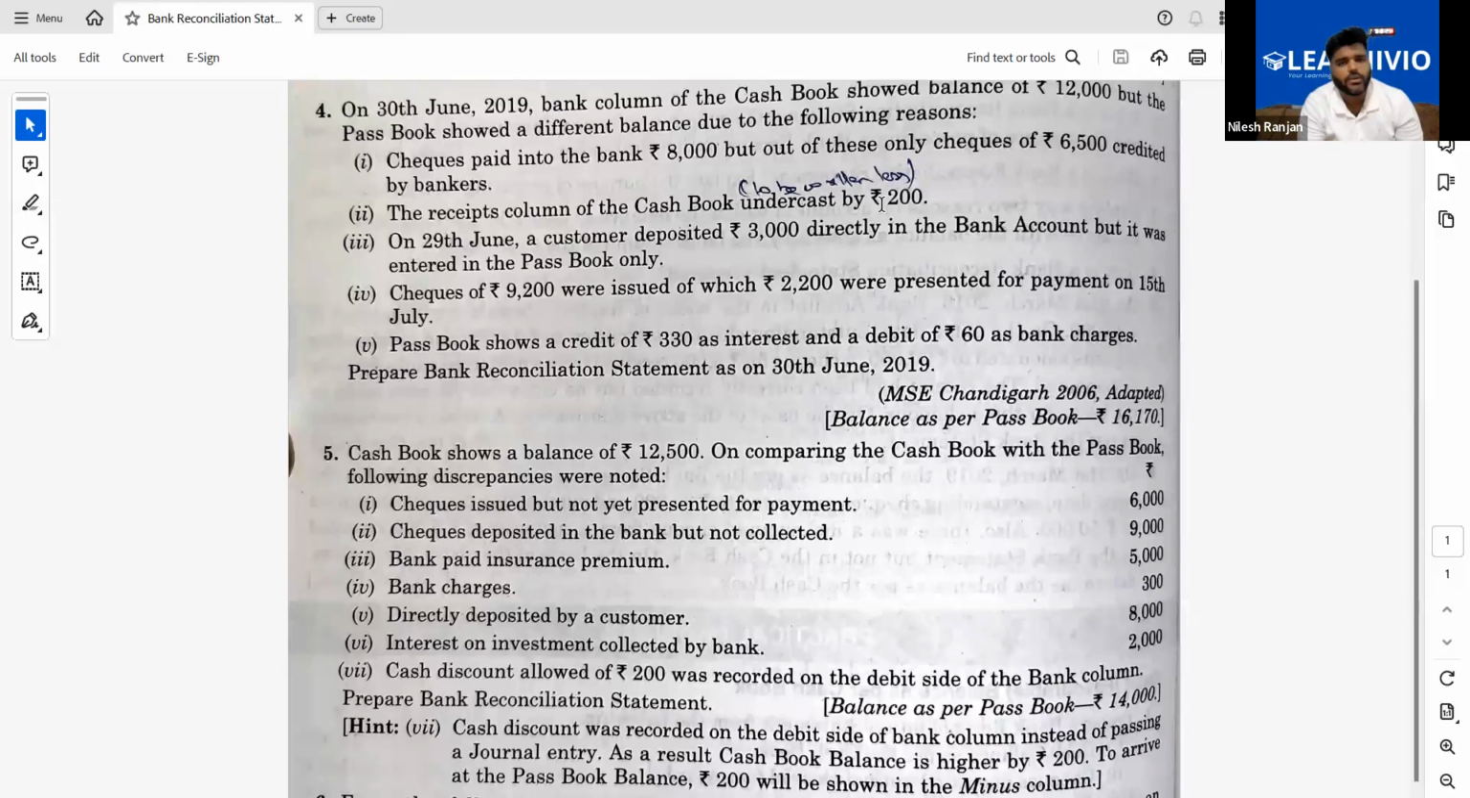Now you understand that we will record this transaction in the cash book. So the cash book will increase by 8,000 because we have deposited a check of 8,000. But only a 6,500 check is deposited into the bank, so the bank passbook will increase by 6,500. Now both balances are not equal.